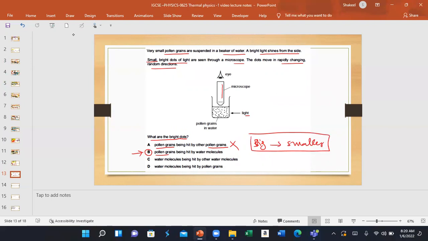And why do they seem to be bright dots? Because they are reflecting light, right? Like if this is the pollen and light is coming, the light will reflect. When it reaches the microscope and the eye, it will appear to be a bright dot. That's why B is the option.